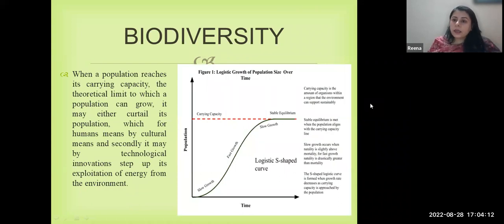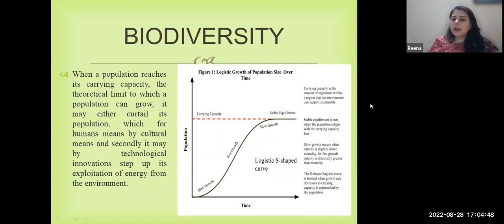So if we see, there is a carrying capacity for every kind of ecosystem. It is the number of organisms within that region and environment which can be supported by the environment sustainably, and that is called the carrying capacity. So it is basically a theoretical limit to which a population can grow, and we can either curtail its population, which for humans means by cultural means, and secondly by technological innovations, step up its exploitation of energy from the environment.